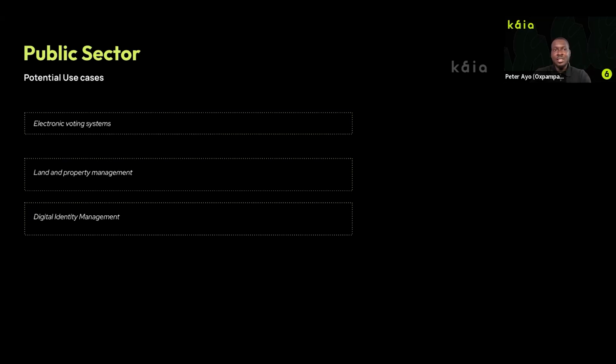Now, the last on the list is the public sector. I think I've already mentioned quite a bit about this, where electronic voting systems can be brought on chain. Imagine recording a lot of the voting processes on chain, where a particular citizen votes and the vote is recorded on the blockchain.